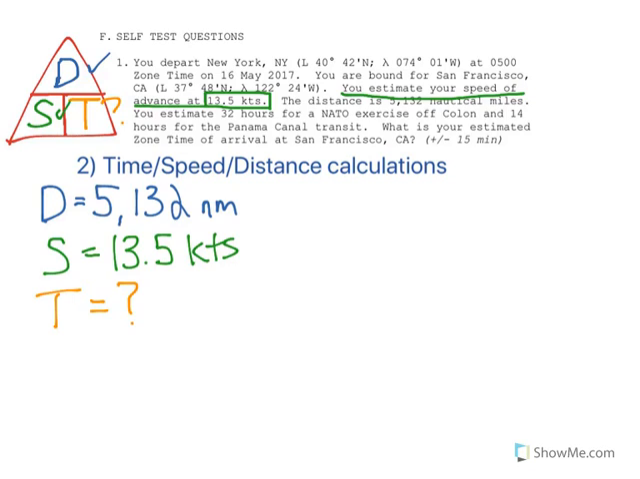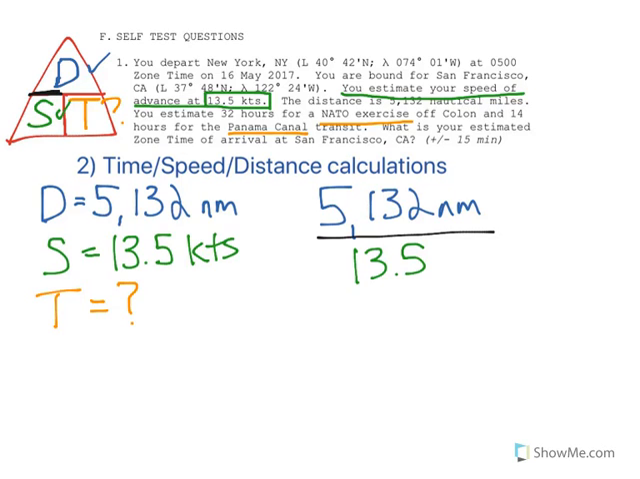One thing to remember, since we're looking for time, you do need to add in the 32 hours for the NATO exercise, as well as 14 hours for the Panama Canal transit. Looking at our time, speed, distance triangle, we have distance and speed. We're looking for time. So we treat it like a fraction. We take our distance and we divide it by speed in order to get our time. So we'll take our distance, 5,132 nautical miles, and we'll divide that by our speed, which is 13.5 knots.